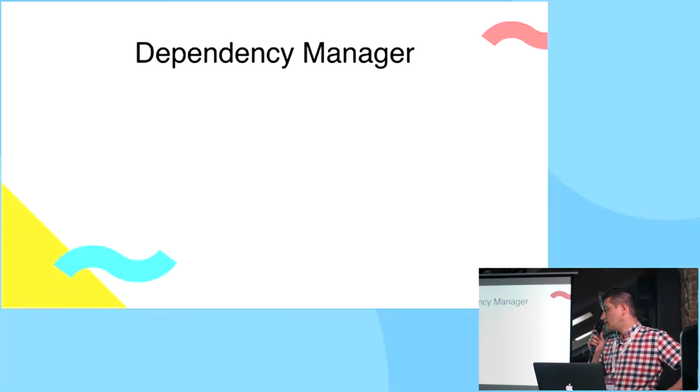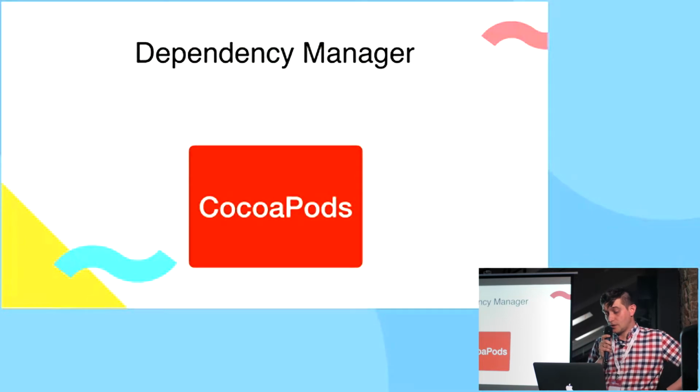Now I would like to tell you about tools we are using in SwingDev. I will start with dependency managers. The first dependency manager created for iOS and the first used by us was CocoaPods. I still think this is the simplest and most reliable tool. Almost all libraries are created with CocoaPods support.